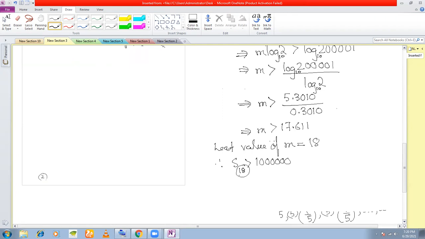Obviously, S19 will be greater than 10 lakh also, but we want the least value. S20 will be greater, S21 will be greater, but S17 is less than 10 lakh. S18 is greater than 10 lakh, but S17 is less than 10 lakh. So the least positive value of m for which the sum of this GP is just greater than 10 lakh is 18.